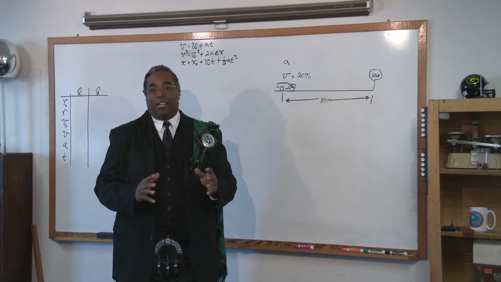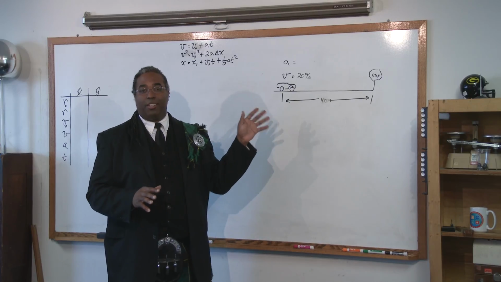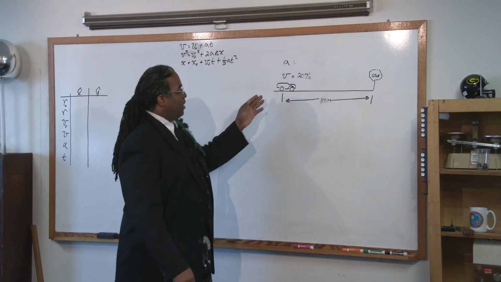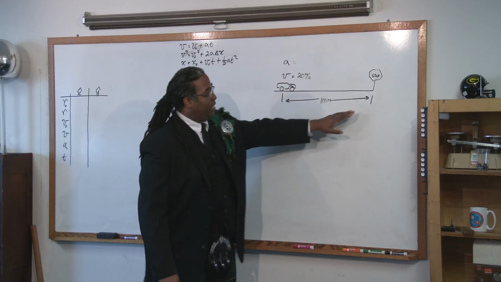Let's take a look at the kinematic equations again, except this time we're going to use some numbers to show you how to plug them into our table. We have a similar situation where you have a car that's moving at 20 meters per second, and it's going to come to a complete stop.